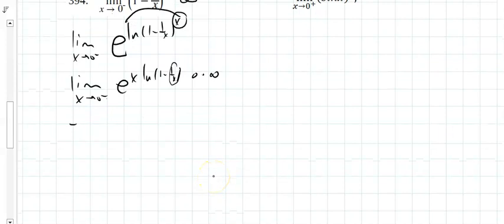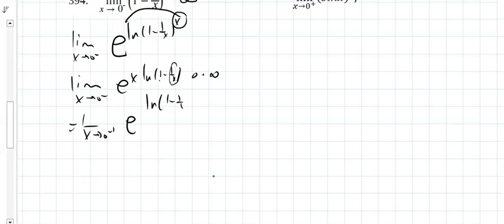As we mentioned, if you see a log or an exponent or an inverse trig function, you never move the log. That's natural log of 1 minus something. Instead of saying x times, you're going to put 1 over x. If you put 0 in there, you get infinity, and 1 over 0 is infinity. L'Hopital applies: limit as x approaches 0 from the left.